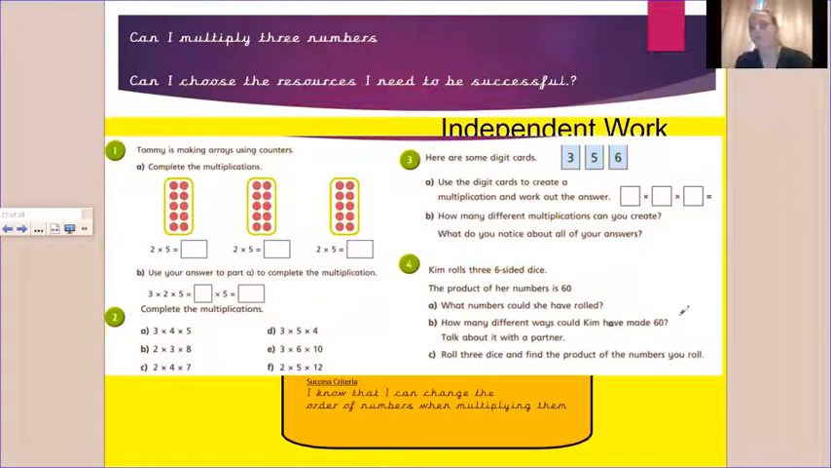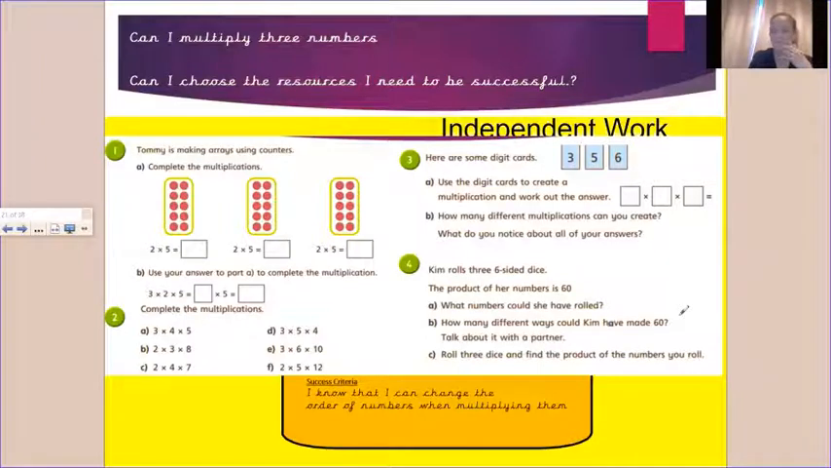Right. Once you have done that, you can get on with your independent work. I will read through the questions with you, but make sure that you are laying your work out neatly and that it is neatly numbered so that I can see it. So Tommy is making arrays using counters. You can see his arrays. Complete the multiplications. Use your answer in the first part to complete the multiplication that's down at the bottom.